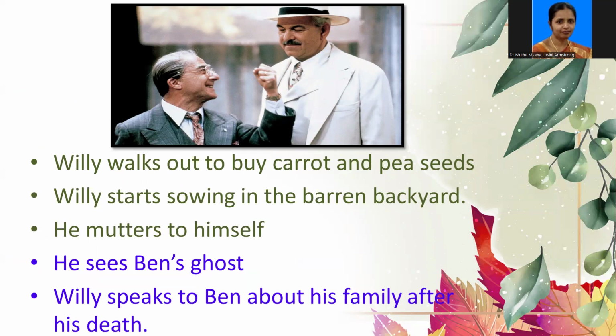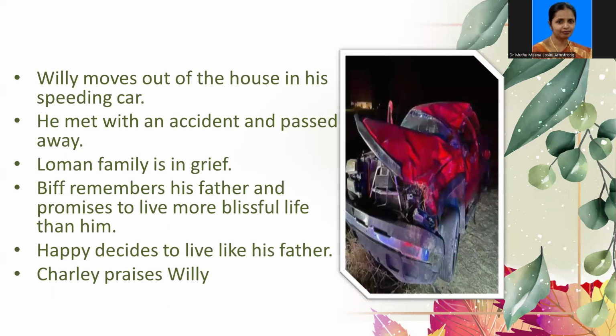And Willie, after some time, goes out and buys the seeds of carrot and pea, and he starts sowing the seeds in the barren backyard, and he started speaking to himself. So that reflects how his mind was totally disturbed. Again, he sees Ben's ghost, and Willie speaks to Ben's ghost about his family after his death. And at last, he decided to end his life because he cannot fulfill the dream. He cannot attain his dream.